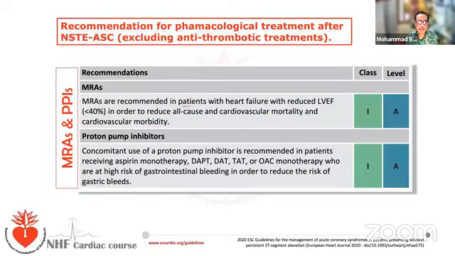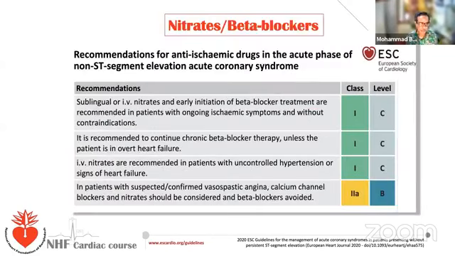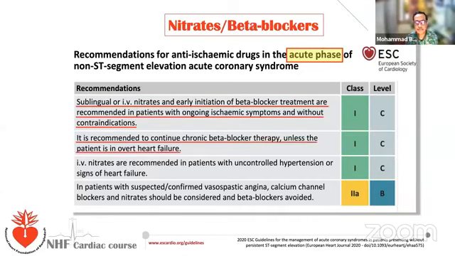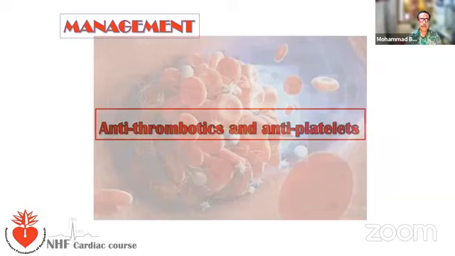Regarding MRA, mineralocorticoid antagonists are used in patients with reduced ejection fraction, and proton pump inhibitors are used in patients with very high risk of gastrointestinal bleeding. Regarding nitrates and beta blockers, especially in the acute phase, nitrates may be used sublingually or IV in patients with ongoing ischemic symptoms, and we should also continue chronic beta blocker therapy unless contraindicated. But in a patient with suspected or confirmed vasospastic angina, calcium channel blockers and nitrates should be used, and beta blockers should be avoided. Now the main topic is antithrombotics and antiplatelets.